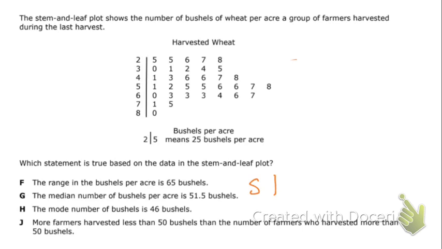And then the mode is 46. No, because 46 is not the one that occurs the most. The one that occurs the most is 63. And then more farmers have less than 50 bushels.